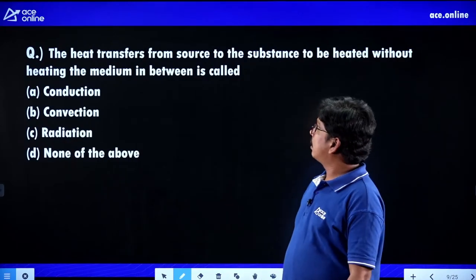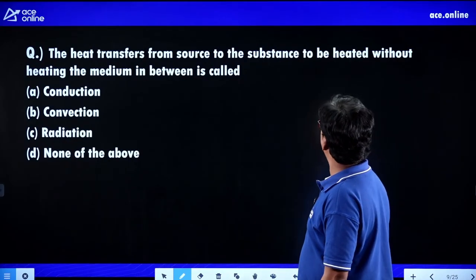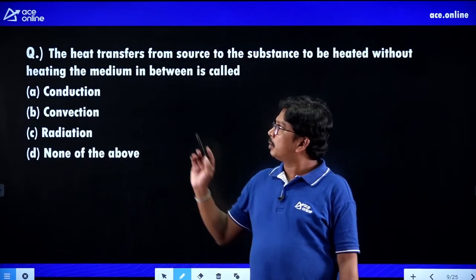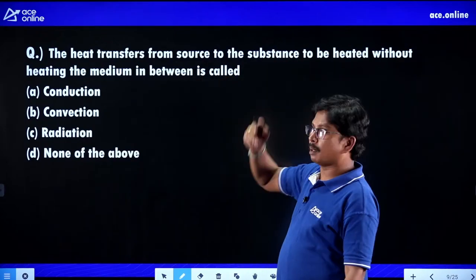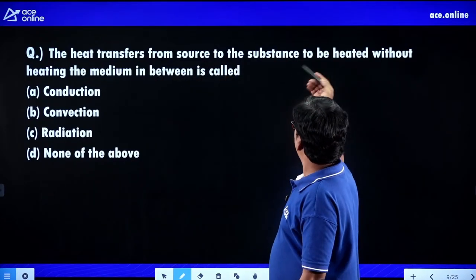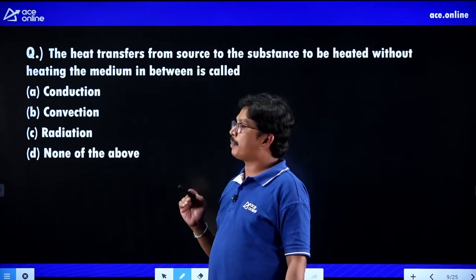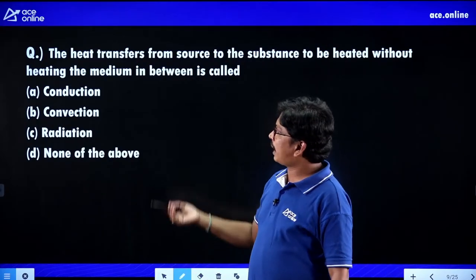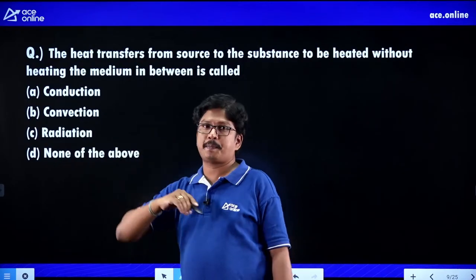The heat transfers from source to the substance to be heated without heating the medium in between, right? So that is called as what? So we are having conduction, convection and radiation, right?